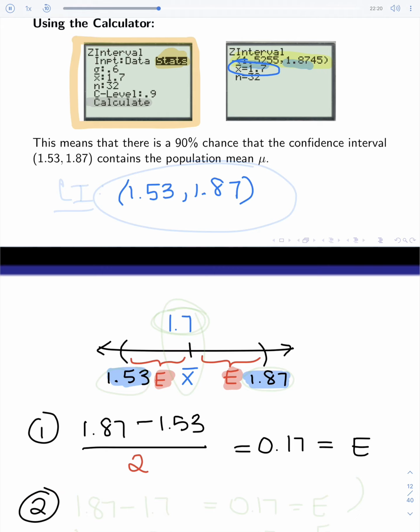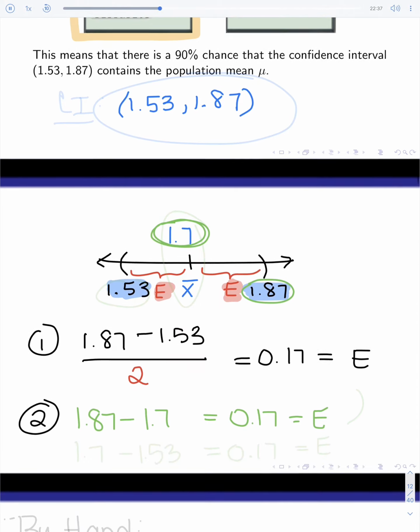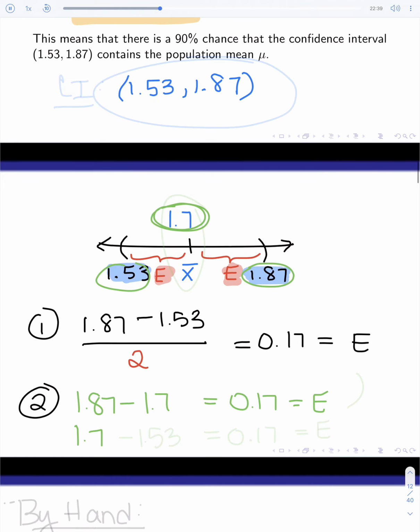Or the other way you can do it is to take the high end of your interval and subtract the middle of your interval. So you take your 1.87 minus your 1.7, which would still get you the 0.17 as your error. Or you can do the middle and the lower end, so subtract the 1.7 minus the 1.53, and you still get the 0.17 as your margin of error. Either way, it doesn't matter how you do it.